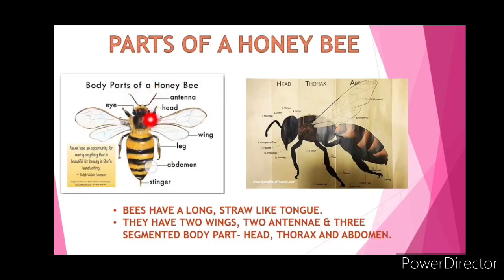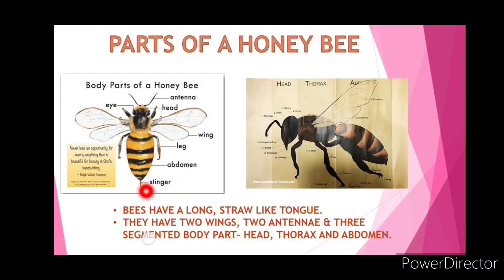Here are the eyes of the honeybee. This one is the head. You can see the head. These are the wings. This is the leg. And this part is called the abdomen. And at the back there is the stinger.